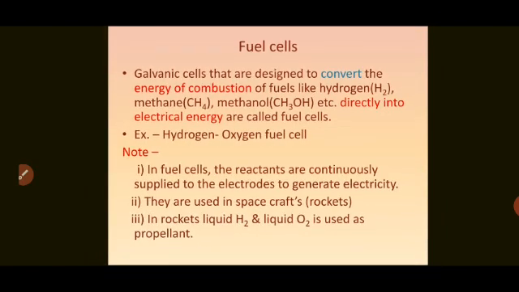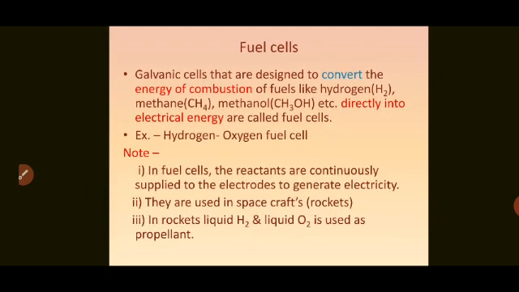This type of cell is used in spacecraft, that is rockets. Okay. So here liquid hydrogen and liquid oxygen are used as propellant, means just like fuel. But what is the condition here? In fuel cells, the reactants are continuously supplied to the electrodes to generate electricity. Okay.